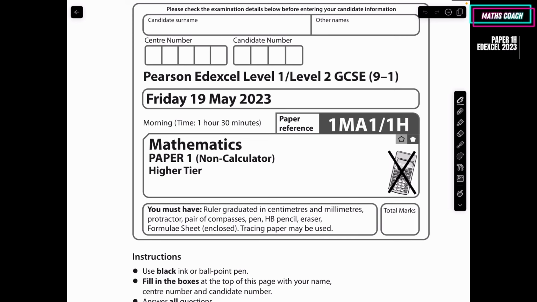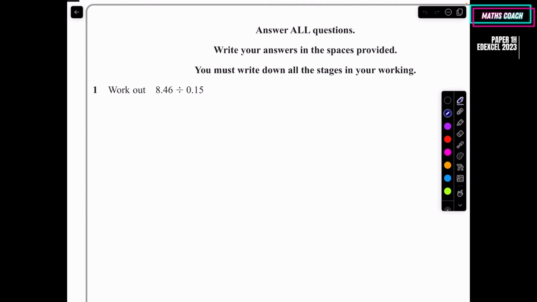2023 May Edexcel paper 1 for the higher tier. All right, so the first question: work out 8.46 divided by 0.15. We need to use long division for this one.